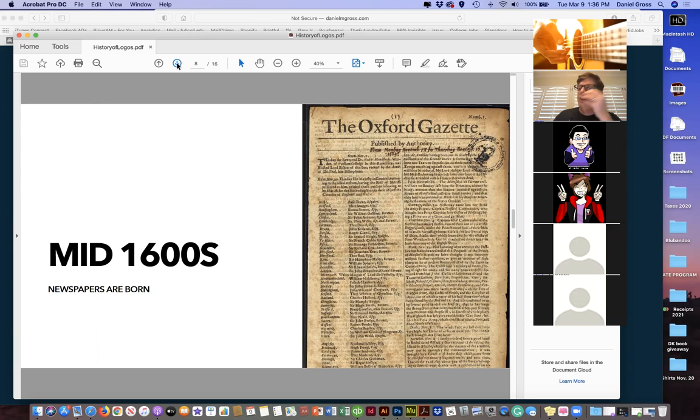In the early 1600s, we started to get newspapers. People were starting to be able to read, people were learning how to read. Prior to this, it was basically only religious people, monks and rabbis, that were reading, and they were reading biblical or religious text. There was no newspaper or telling stories type of thing.